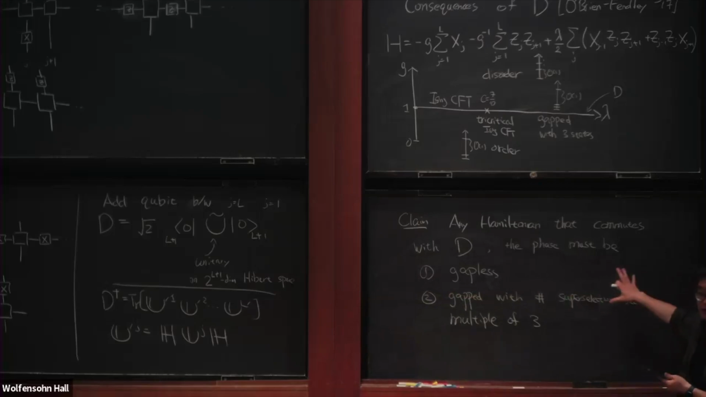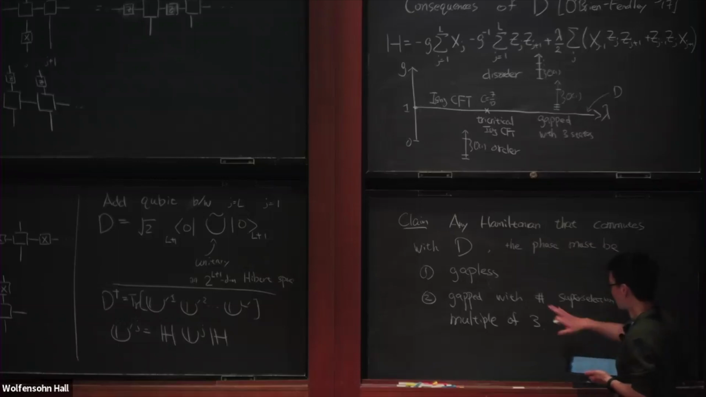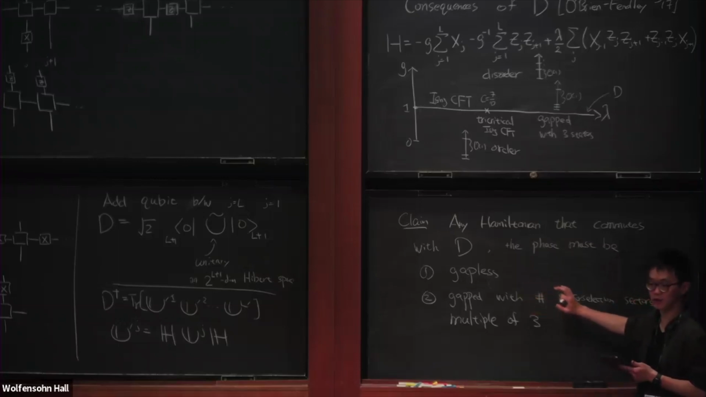And you can see that both scenarios are realized by this particular deformation studied by O'Brien and Fendley. So it's a kind of constraint that smells a little bit like the Lieb-Schultz-Mattis type constraint. It forbids, in particular, a gapped phase with a non-degenerate ground state.